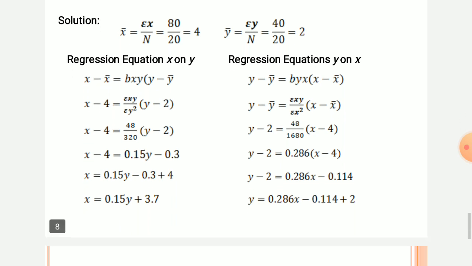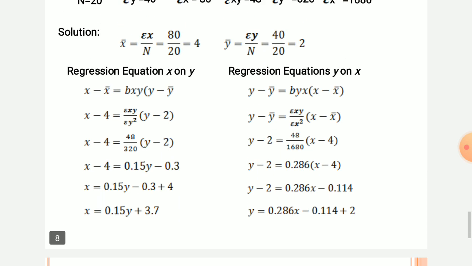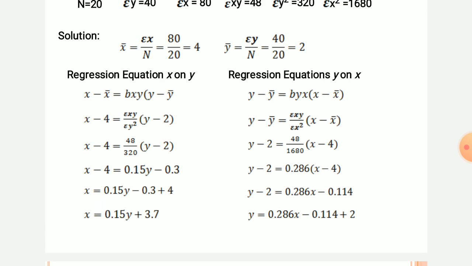So this is how we calculate the two regression equations, x on y and y on x, and find the value of the dependent variable with the help of the independent variable. This is the way in which we can clearly understand finding the values of x and y: finding y when x is given and finding the value of x when y is given. This is called regression and regression analysis.